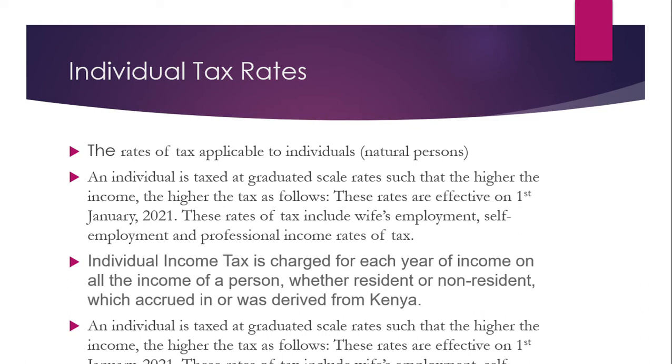But anything above 32,333, you will be taxed 25%. So the tax bracket is critical for the imposition of tax by the taxing authority. So we need to have this in mind, that the tax bracket is critical for determining the tax to be paid by an individual.